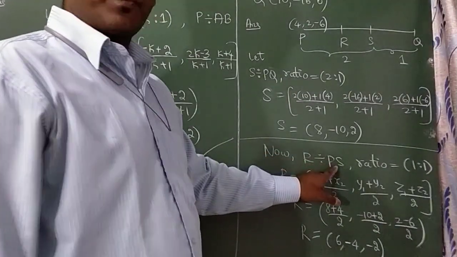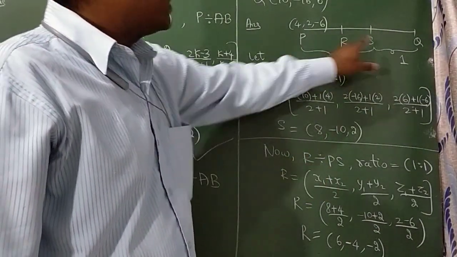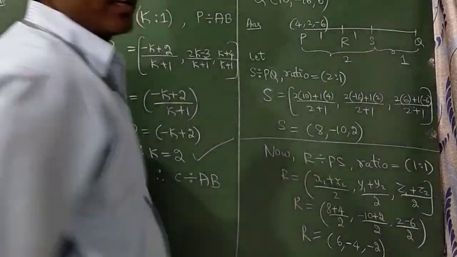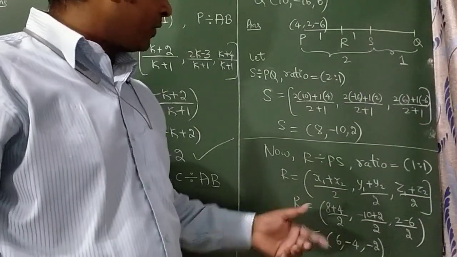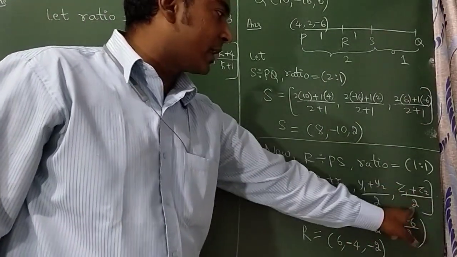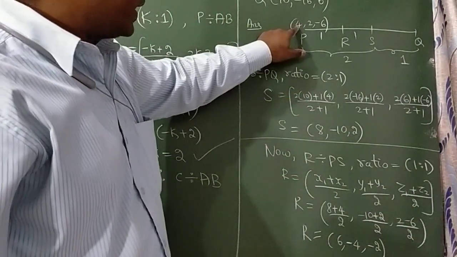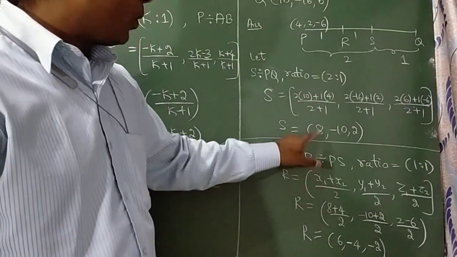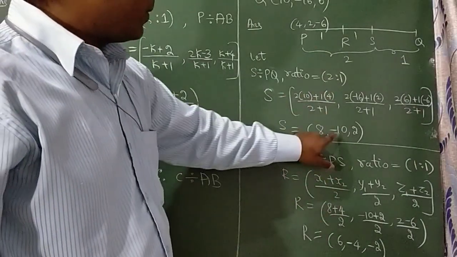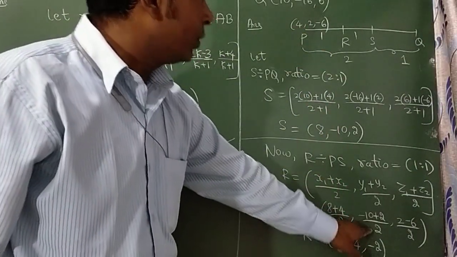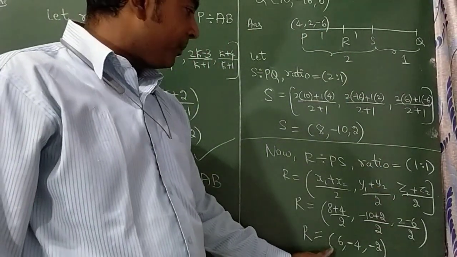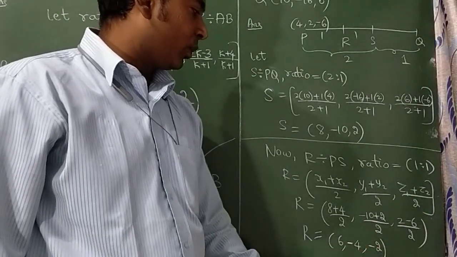Now R divides PS. This is R. It divides PS in the ratio 1:1. You can say this is 1, this is 1. So we can use the midpoint formula. So R is equal to x1 plus x2 divided by 2, y1 plus y2 divided by 2, z1 plus z2 divided by 2. Now what is P? It is 4. What is S? It is 8. So 8 plus 4 by 2, now minus 10 plus 2 by 2, and 2 minus 6 by 2. So you will get the final answer as 6, minus 4 and 2.